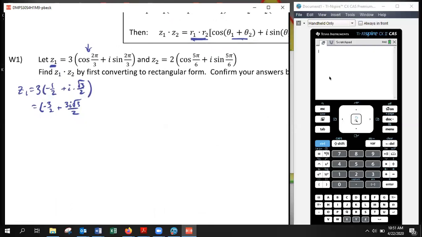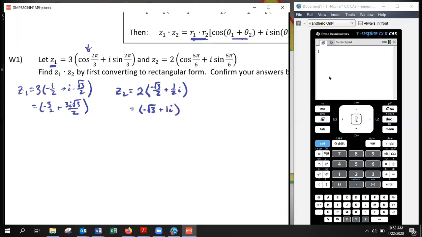Let me zoom in just a little bit more. And z2. Z2 is 2 times cosine of 5 pi over 6. 5 pi over 6 is going to give us negative square root of 3 over 2 for the cosine, and for the sine, a positive 1/2. Let's write it this way. Multiplied through, we end up with just negative square root of 3 plus 1i.